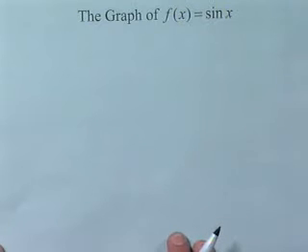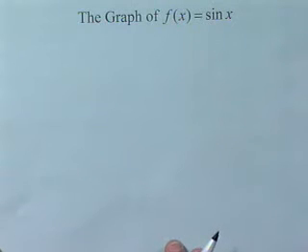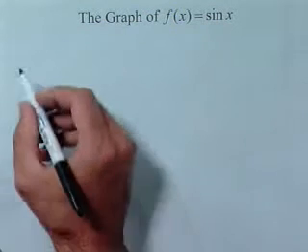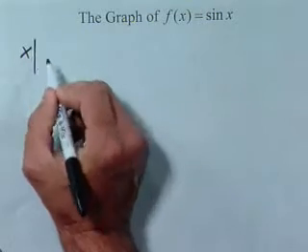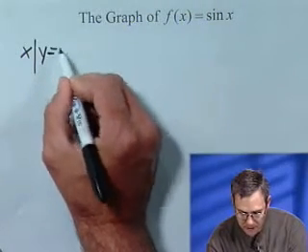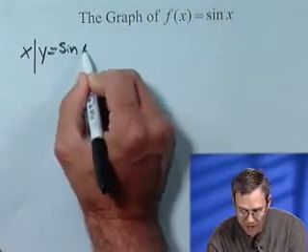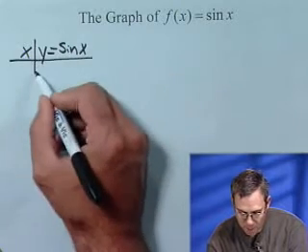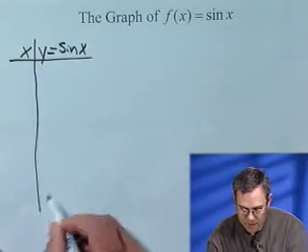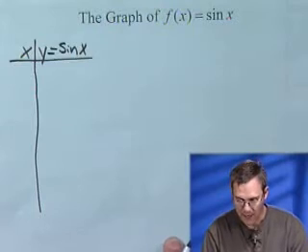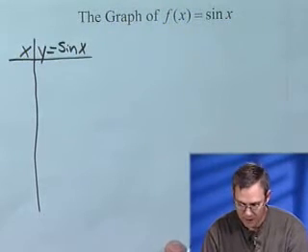Well, whenever we encounter a new function, we often plot some points and then connect the dots and form a graph. So I'll do that here. I'll create a table of values. We'll put some random x values in, and we'll figure out what the corresponding y values are. Then we'll plot those points. So it's important that you're able to evaluate the sine of any given angle.